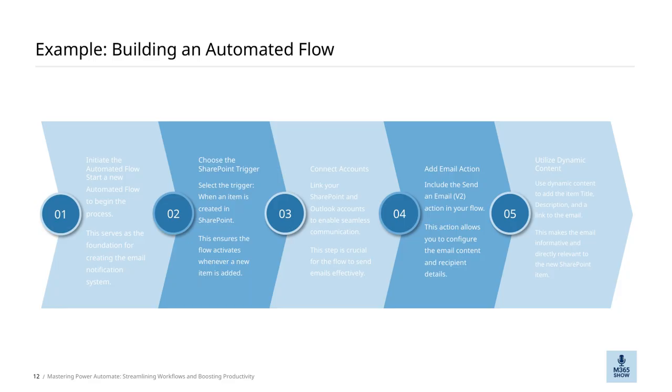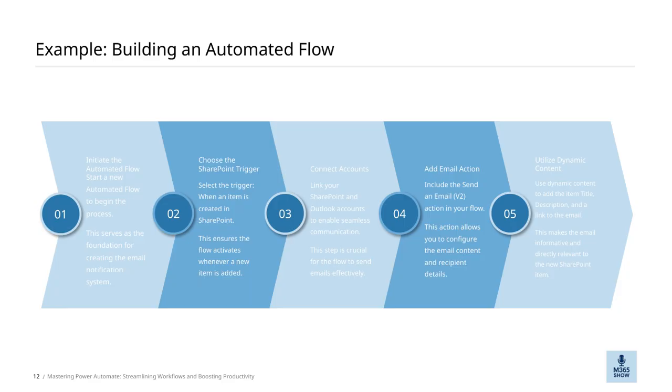After setting the trigger, the next crucial step is to connect your SharePoint and Outlook accounts. This integration allows the flow to communicate seamlessly, making sure your emails are sent without any hiccups. Then you'll add the Send an Email V2 action to your flow. This action is what actually sends out the notification. You can configure the email's content, including the recipient and message details here.